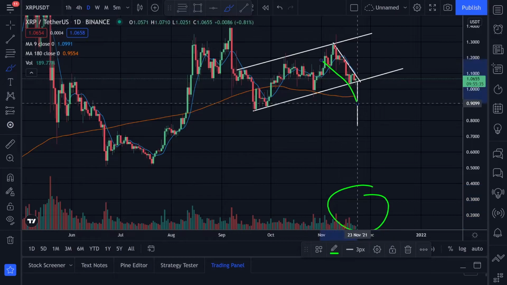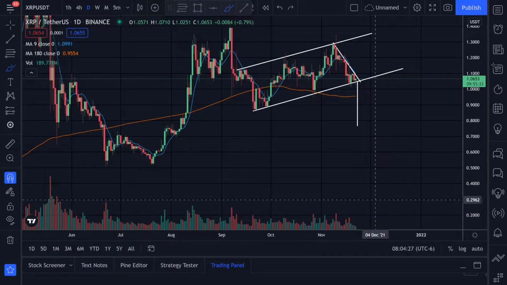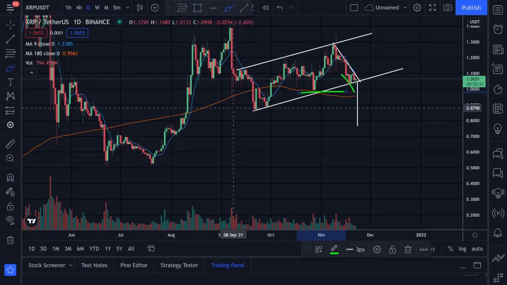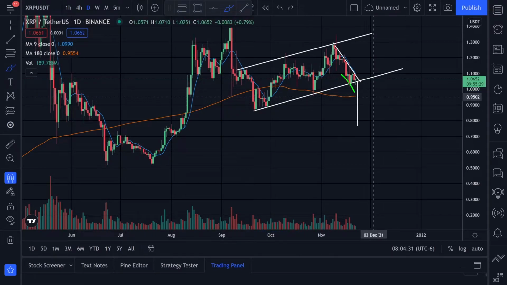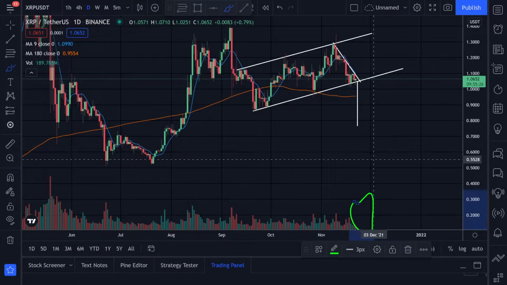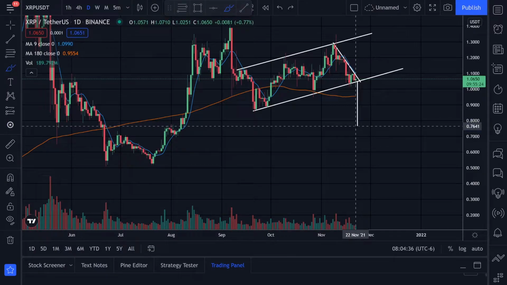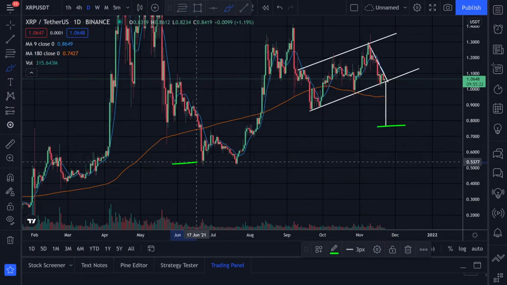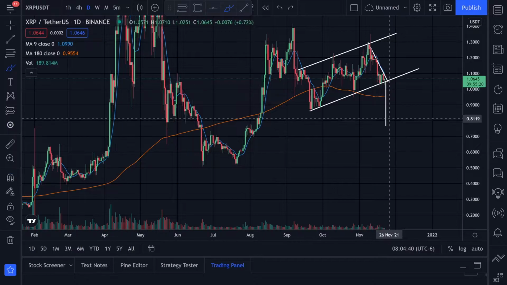If we break to the downside of this, if there's not a lot of red volume, then it might just be going to these smaller targets. But if it gets a big red volume candle, then we might be looking at something more like this, 76 cents, or maybe down here. But I would probably target this one first.